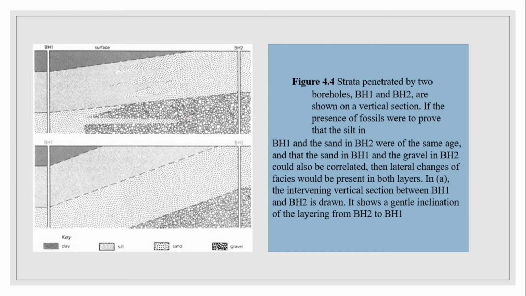In A, the intervening vertical section between BH1 and BH2 is drawn. It shows a gentle inclination of the layering from BH2 to BH1, and a coarsening of sediment type in the opposite direction. The change from silt to sand and from sand to gravel is shown diagrammatically as interdigitation of the rock types.